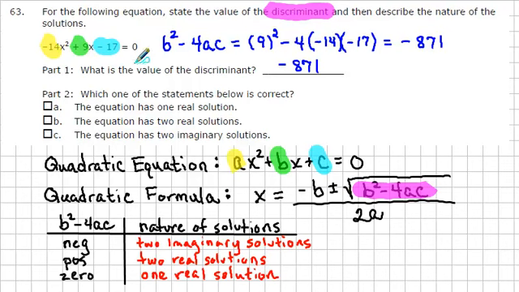So for our exercise, we determined that the value of the discriminant was negative 871. Negative 871 is a negative number. As a consequence, the nature of the solutions is that there will be two imaginary solutions. So the correct answer is C. The equation has two imaginary solutions.